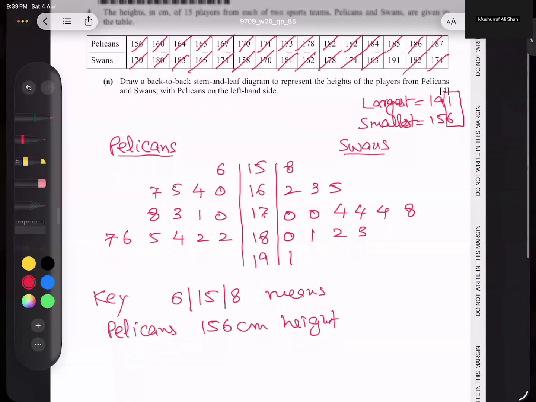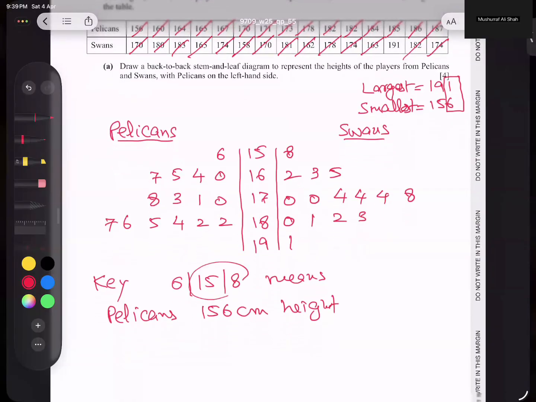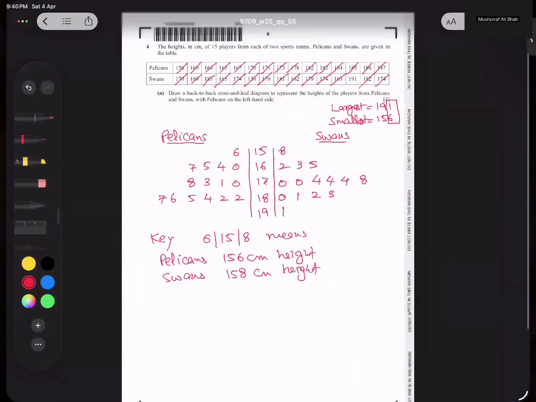And same way I can write 158, and that is swans, 158. Let me recheck. 171, yeah, correct. 158. Okay. Centimeter height. So this diagram is done. And now let's go for the next page.